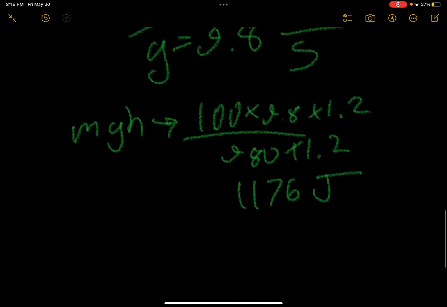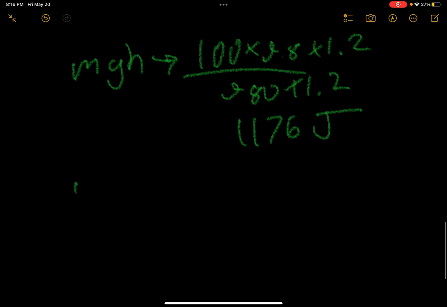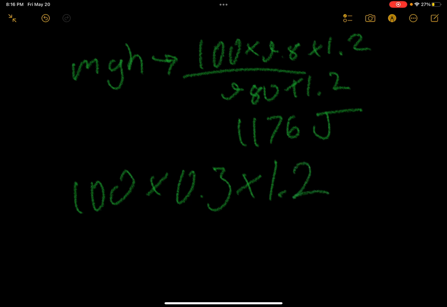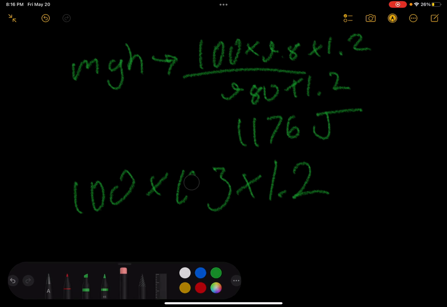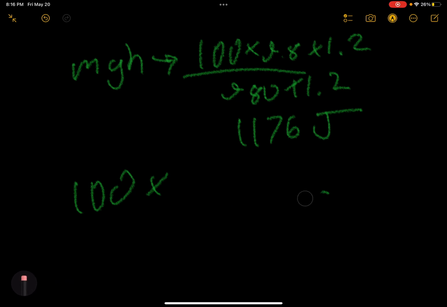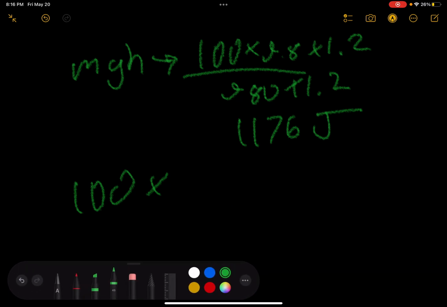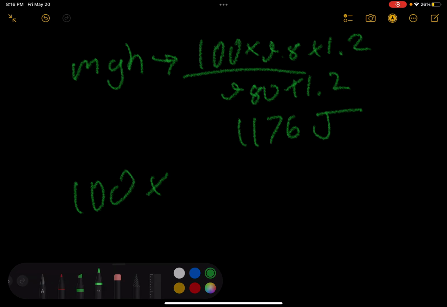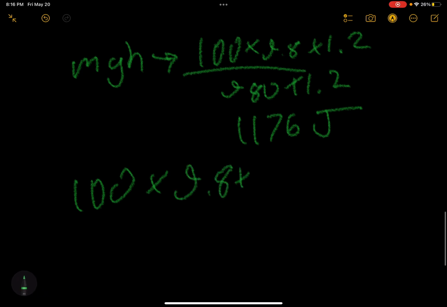B is 0.3. Let's just plug these in real quick. That's 1.2. Whoa. Oh, I'm sorry. One second. I messed up. Do not do that. I rushed a little bit. So remember, we're taking this and putting it in. So G will go next, 9.8, and then the height.